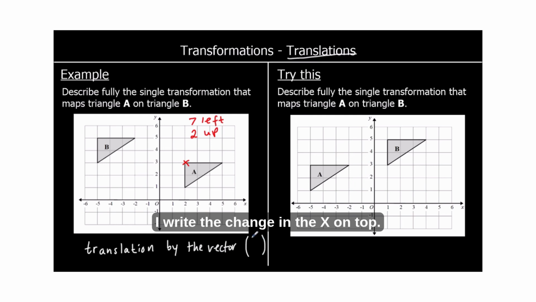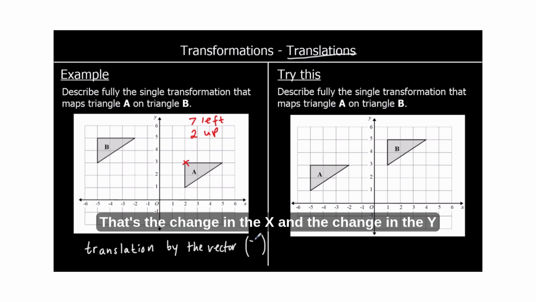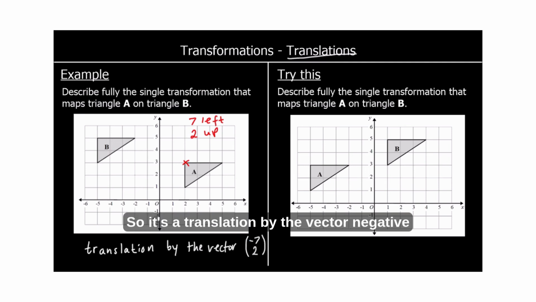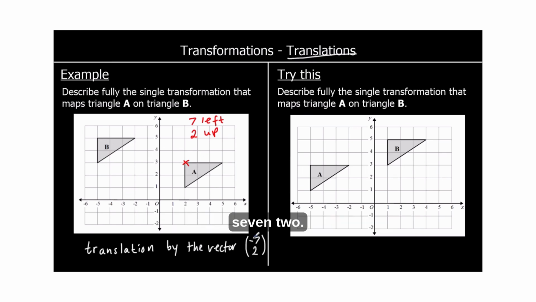and I write the change in the x on top. So it's gone 7 to the left. That's back 7 on the x-axis. Minus 7. That's the change in the x. And the change in the y is up 2 spaces. So it's a translation by the vector negative 7, 2. Back 7 on the x, up 2 on the y. Back 7 or left 7, up 2.